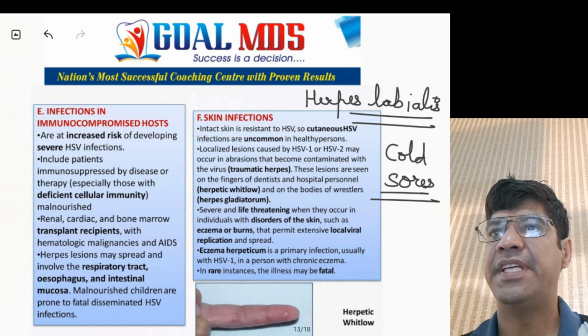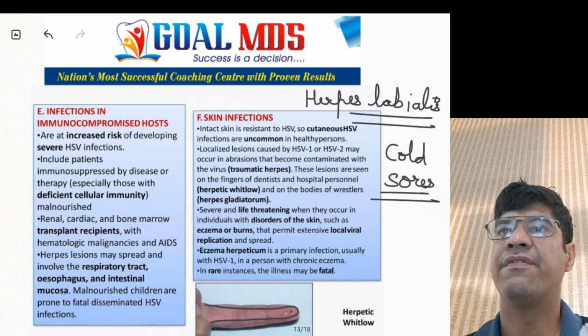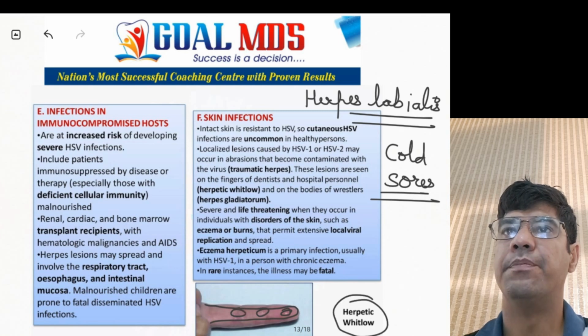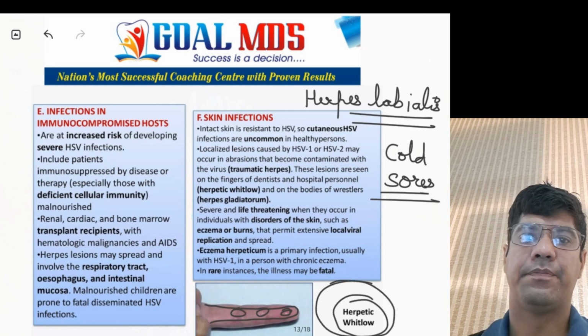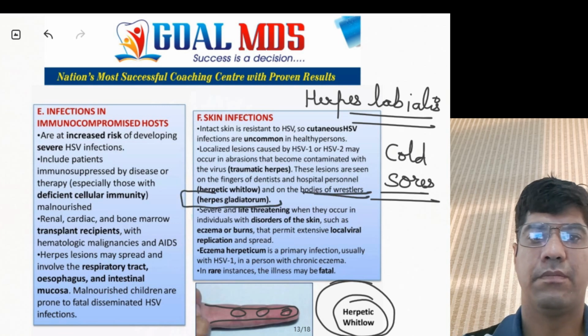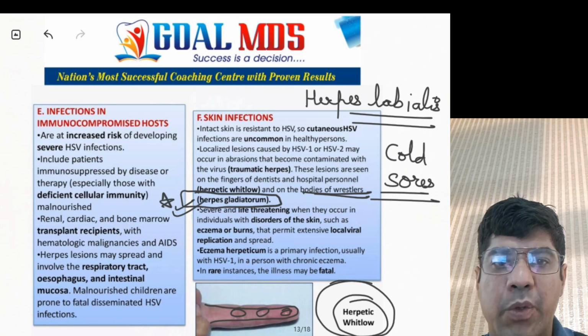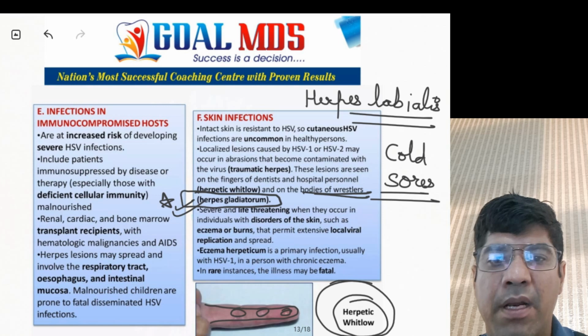Some lesions may be seen on the fingers, known as herpetic whitlow, and on the bodies of wrestlers. The term we use here is herpes gladiatorum. Herpes infection on the fingers can occur due to self-inoculation from oral herpes simplex 1 in children.